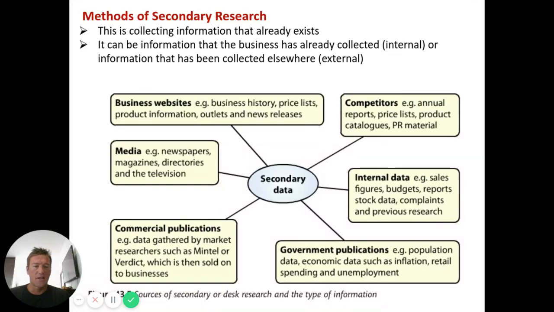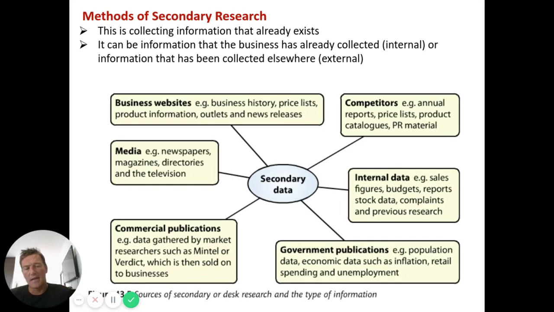Okay, so from competitors, you can get their annual reports where they'll post all their financials and their shareholder information. Any materials from your competitors, like their catalogs and things like that. Internal data. So it's considered secondary if you get information from, let's say, your finance department. That is considered secondary. It's from within your company. You haven't collected it.